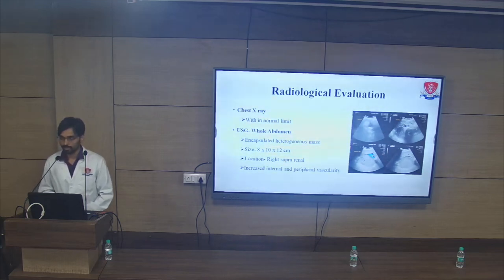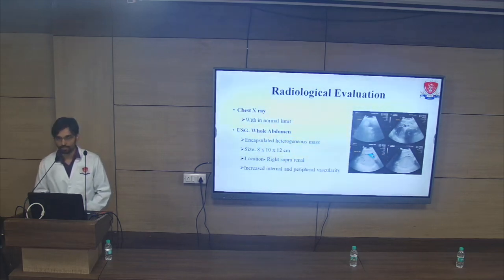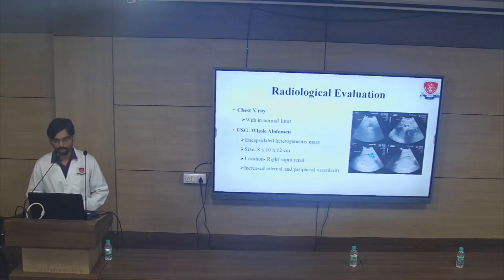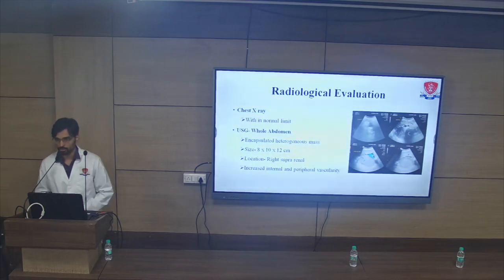heterogeneous mass of 8 by 10 by 12 centimeters in the right suprarenal region, with increased internal as well as peripheral vascularity. So based on these findings, ultrasound suggestive of suprarenal mass, patient is having hypertension, diabetes mellitus and hypokalemia. We would like to further evaluate this patient radiologically as well as from an endocrine point of view. So first I invite Dr. Neha from the Department of Radiology to discuss the radiological assessment of this patient.